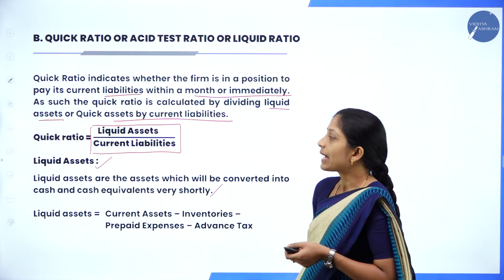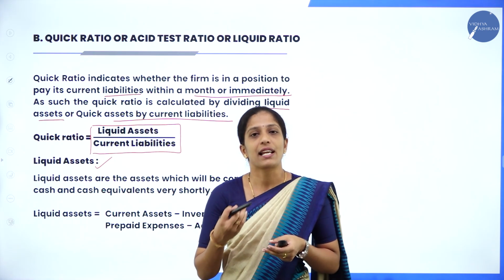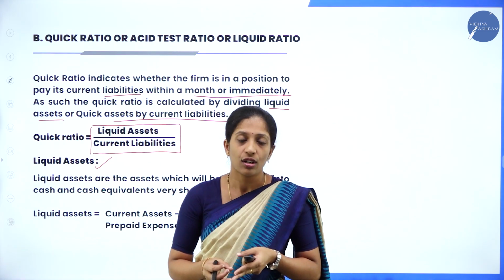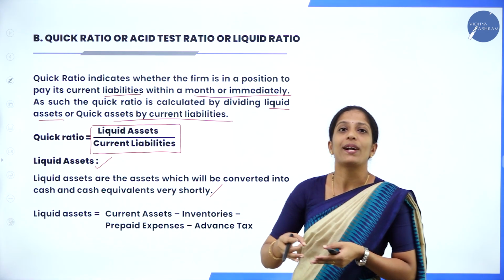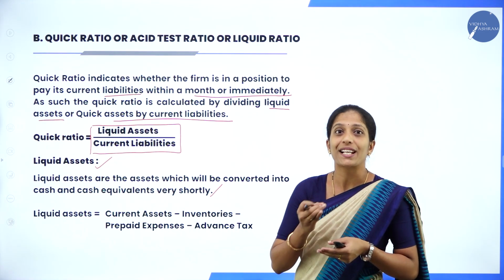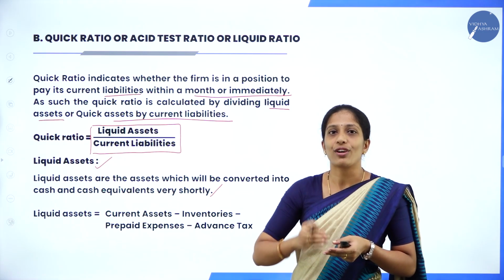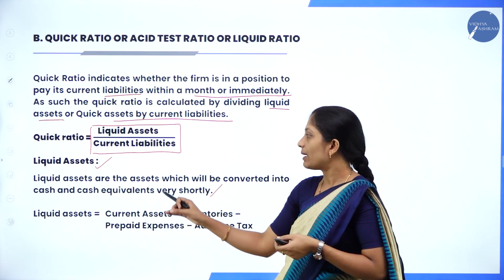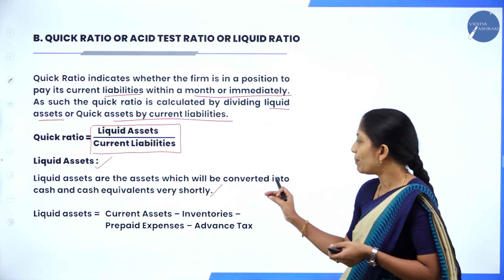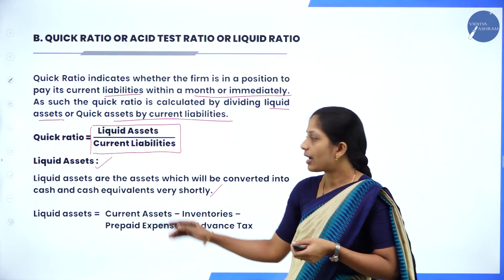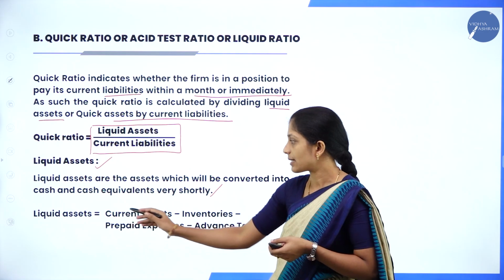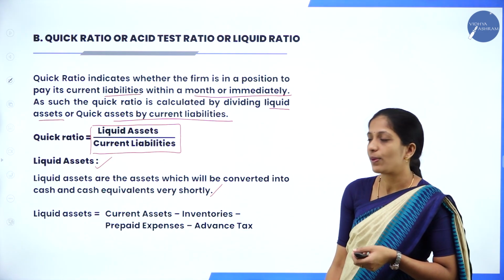Current assets will give a duration of 1 year or 12 months. But liquid assets are more liquid than your current assets, which have to be converted more quickly than your current assets. So liquid assets are the assets which will be converted into cash or cash equivalents very shortly. They are all termed as liquid assets.